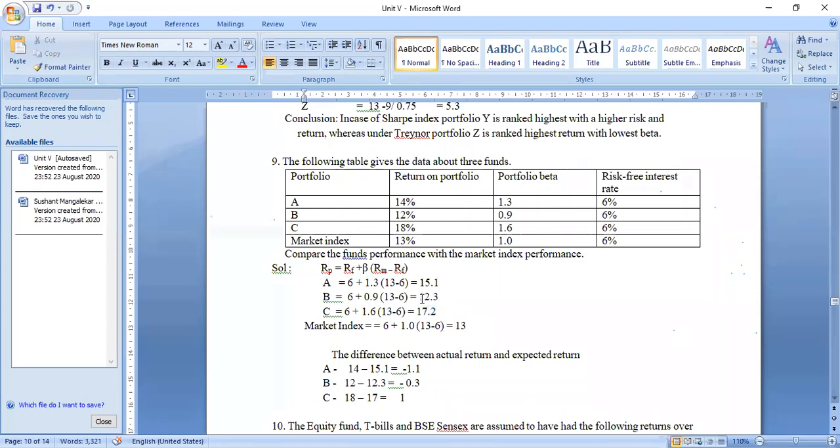In such a situation, we can go for the portfolio revision that we are going to see in the next aspect of that particular chapter. Okay. So here the conclusion is going to be based on this. And this is the difference that we are going to find out between the actual and the expected return.